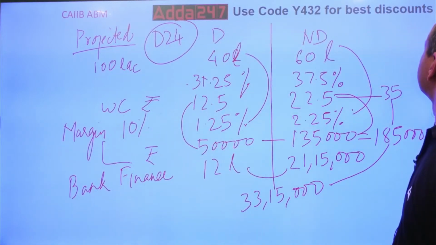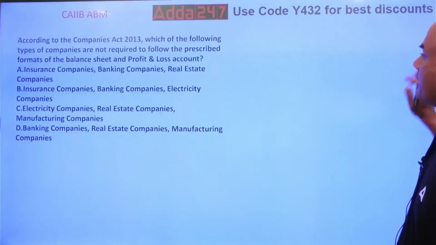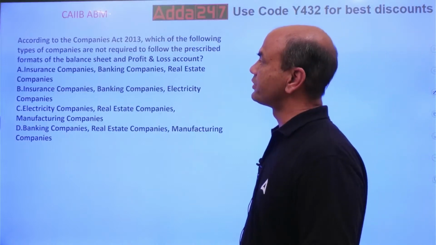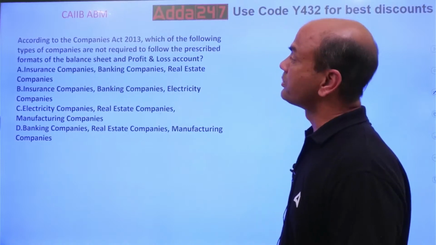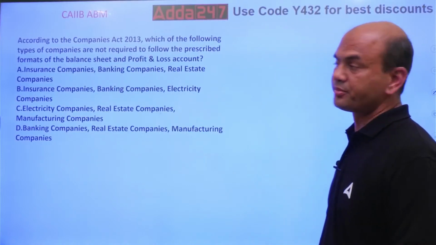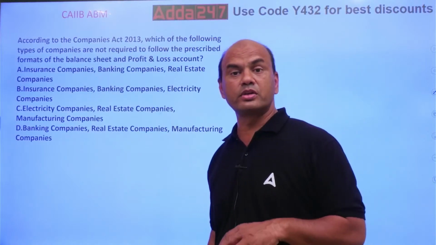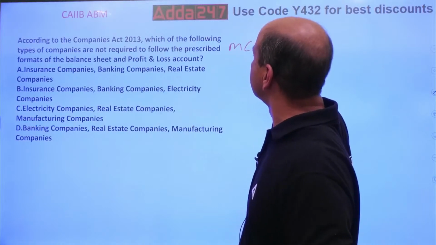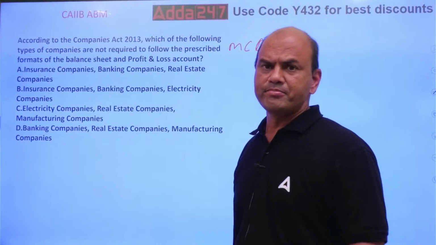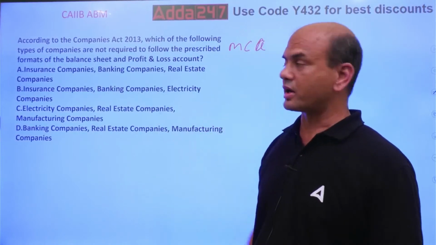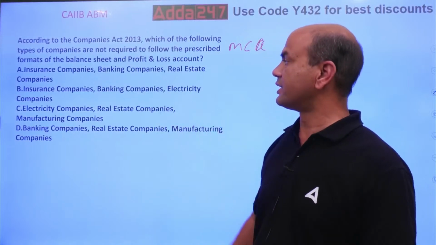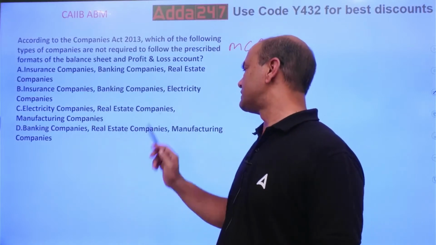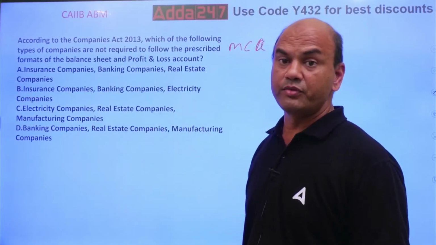Next one. According to the Companies Act 2013, which of the following types of companies are not required to follow the prescribed formats of balance sheet and P&L? So which companies are not required to follow the formats given by the MCA, Ministry of Corporate Affairs? Others all are required, but which are not? Insurance, banking, electricity, real estate, manufacturing companies. Which of them are not required?